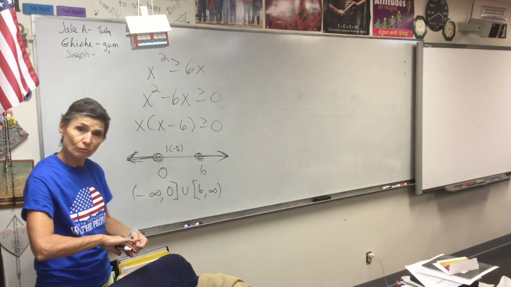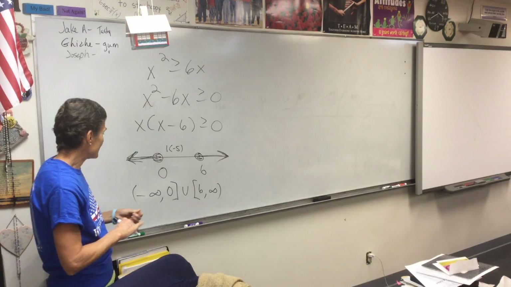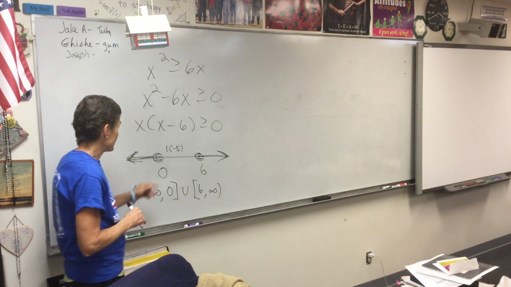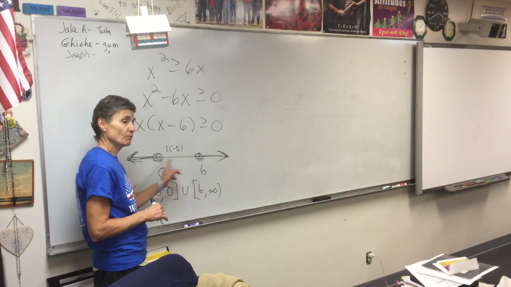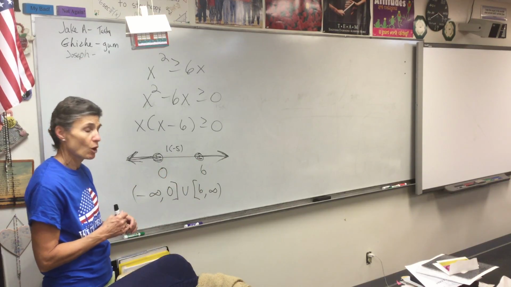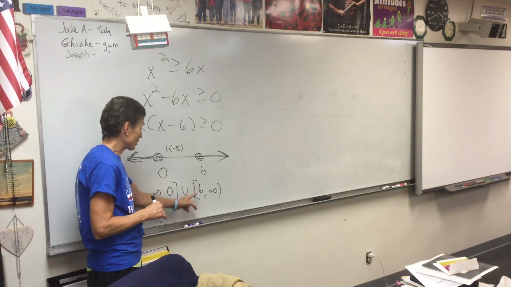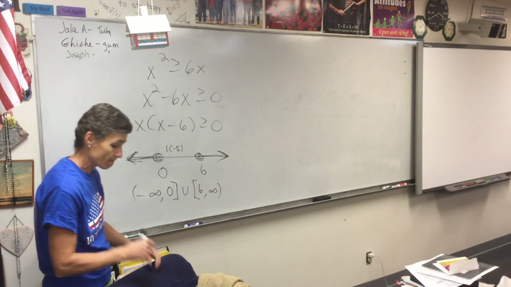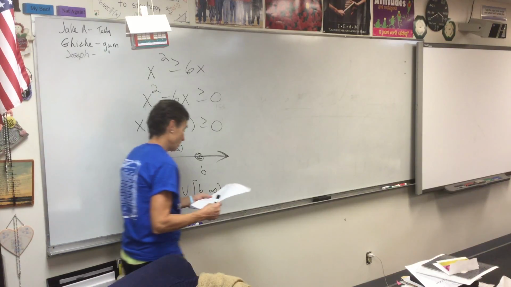Remember when you use interval notation that the infinities are always parentheses and the dots are brackets if they're filled in and parentheses if they're open. So 0 and 6 are going to have brackets because those are solid dots. Awesome.